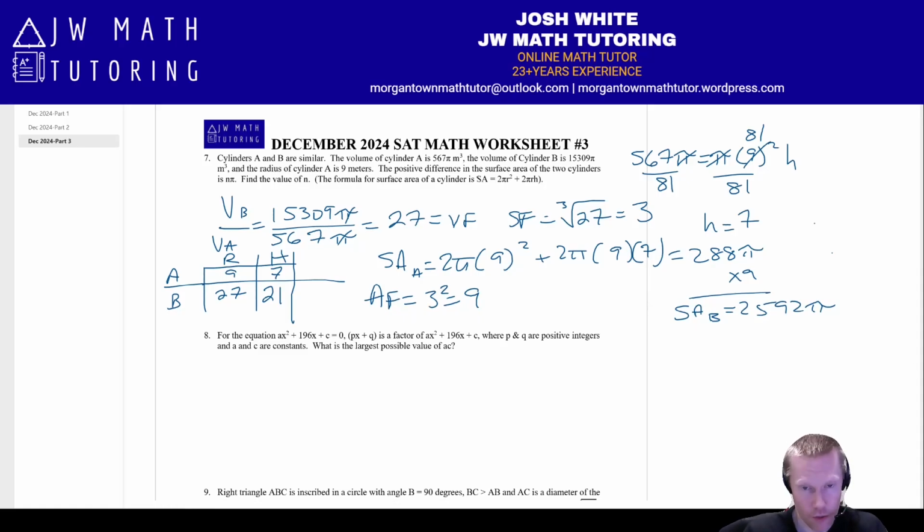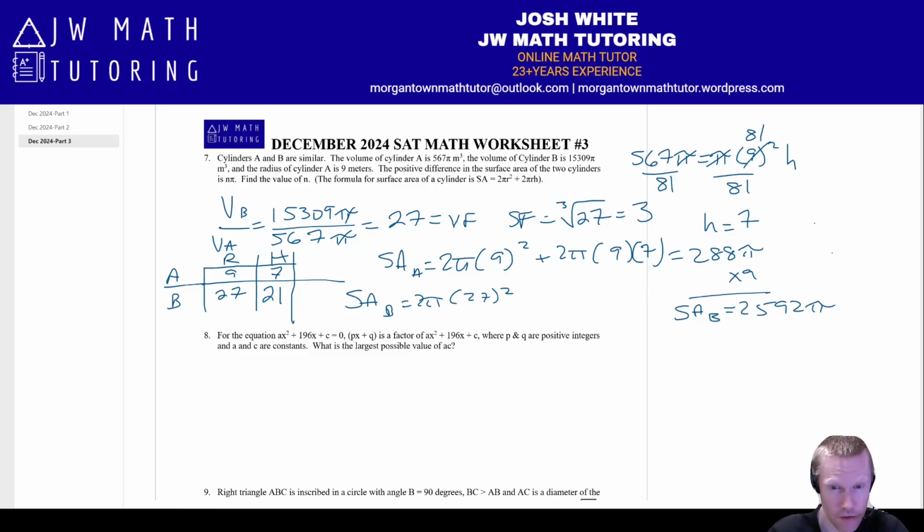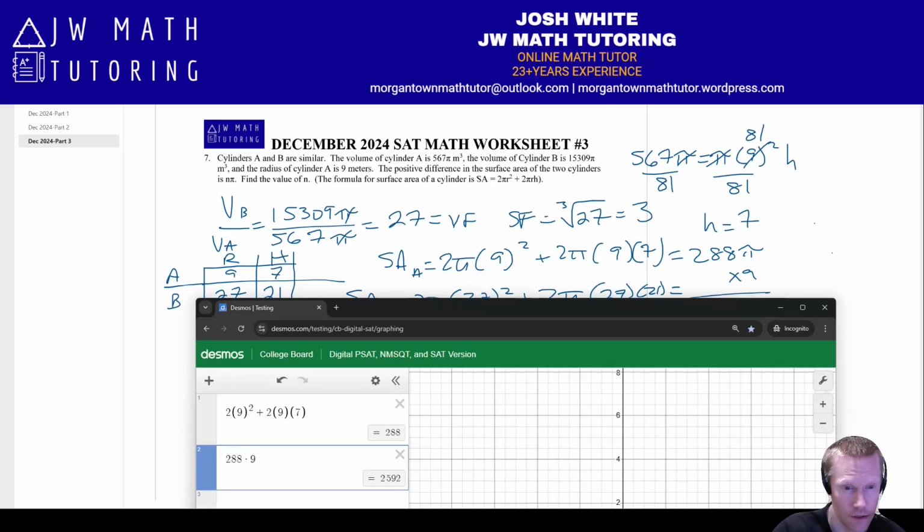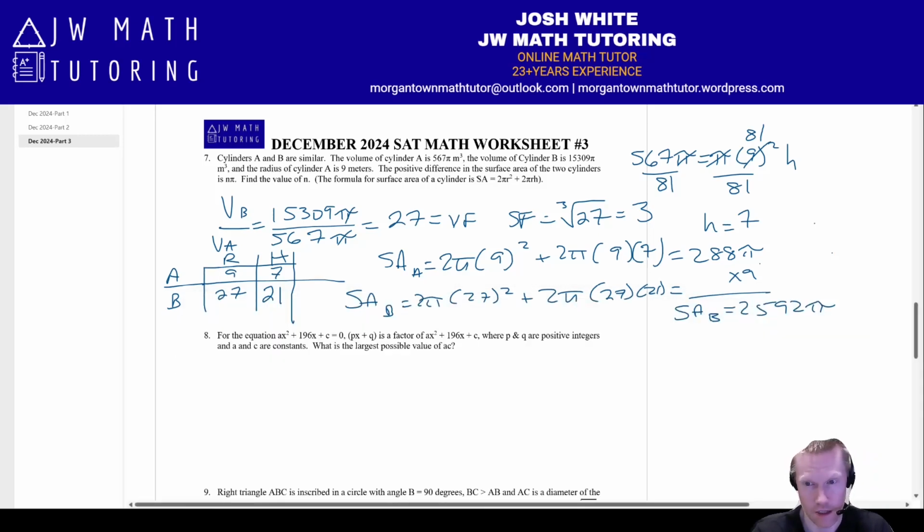Now, if you didn't know that, or if you just want to calculate the surface area of cylinder B completely on your own, that's fine as well. So let's just go ahead and do that, just to confirm that's what we get. So surface area B is going to be 2 pi times 27 squared plus 2 pi times 27 times 21. So I'll just go to Desmos again. All I have to do is replace the 9 with a 27 and the 7 with a 21. 2592, I get the same answer. Okay, just confirms that it is correct.